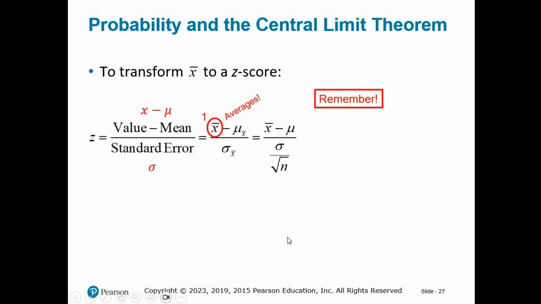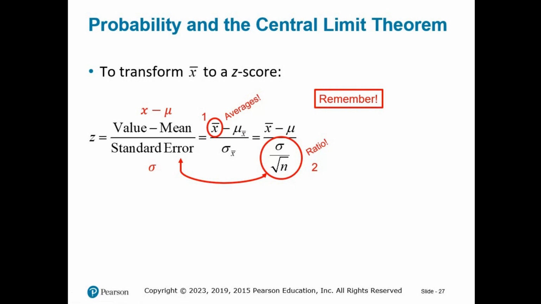One, you're dealing with averages. So instead of x's, you're dealing with x bars. And two, instead of sigma in your denominator, you're dealing with a ratio of the population standard deviation divided by the square root of the sample size. It's important to keep those straight. If you need to write some extra notes for yourself in your notation area, pause the video and do that. Help yourself keep these straight come test time.